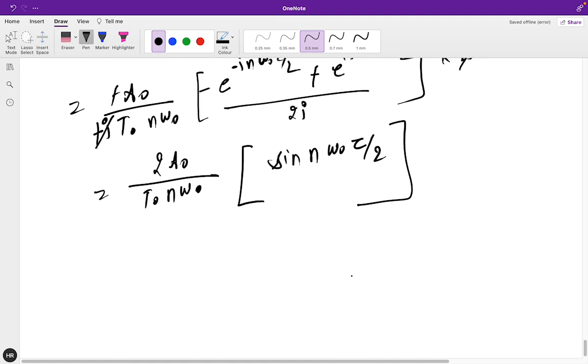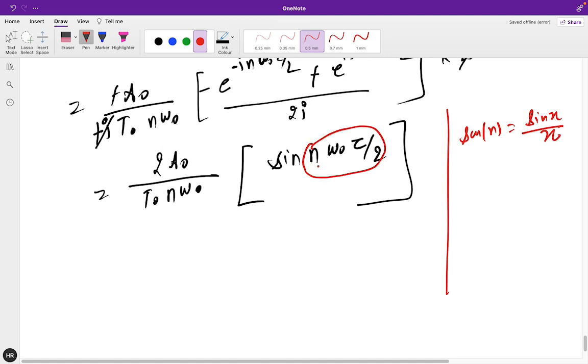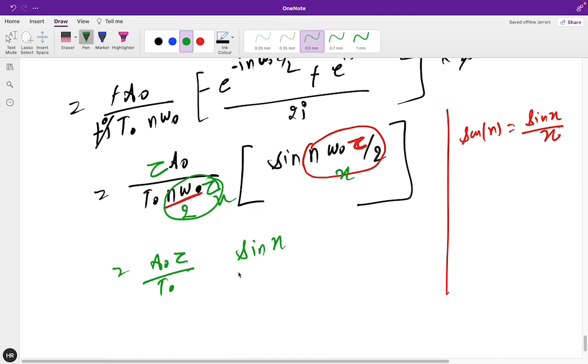Now if I want to make this in the form of a sampling function, remember the formula: sampling of x is nothing but sine x by x. Assume this as the x function, so we want n omega naught tau by 2. We have n omega naught by 2, but we don't have tau, so I multiply tau downside and tau upside. So what I am getting: a naught tau upon t naught, sine x divided by x.